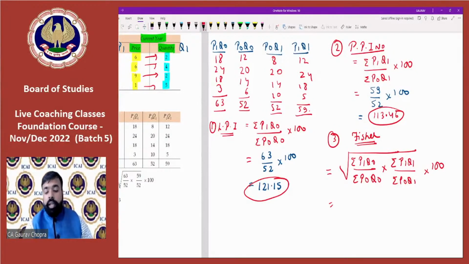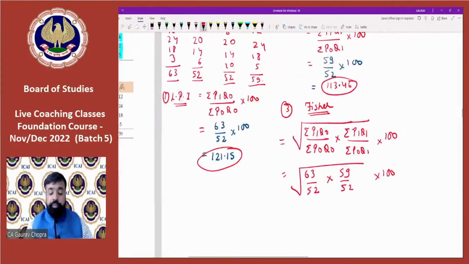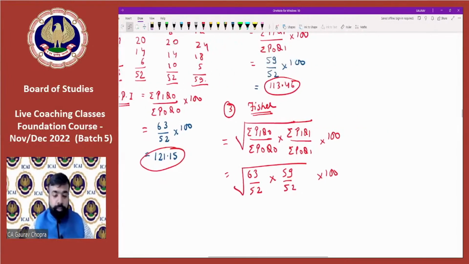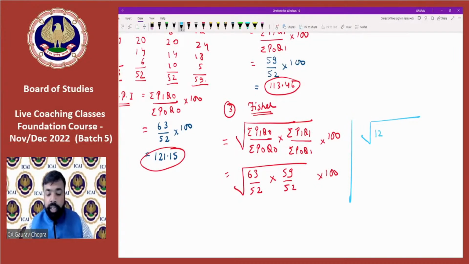Multiply by 100. And now we can put all the values. So 63 upon 52 multiply by 59 upon 52 and multiply by 100. So we can solve this and get the result. And alternatively, if we want, we can solve in this manner also. First write the value of Laspeyres, then for Paasche, now multiply and then take the root. You will get the same result.